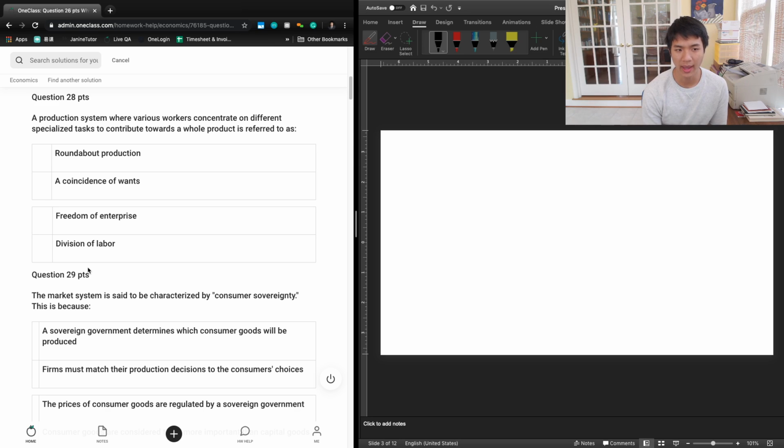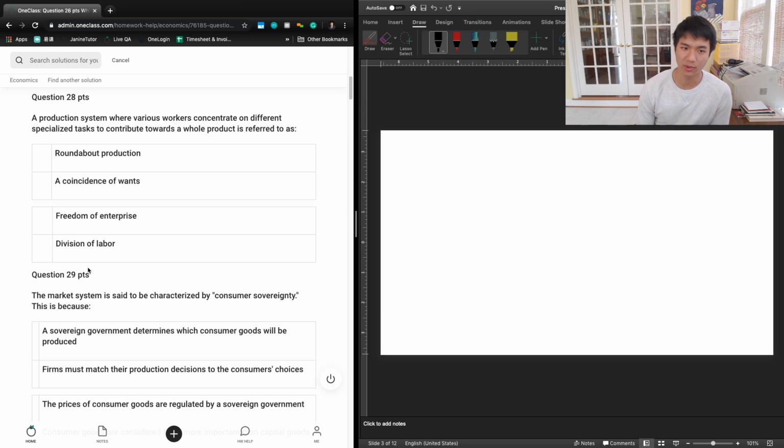And so, A is roundabout production, which is where you are focusing production on capital goods before turning around and doing production of consumer goods. And that doesn't seem to be what this question is referring to. And D says division of labor, where instead of a generalist labor force where everybody can do anything, you have specific teams working on specific parts of your production. So the best example of this might be an assembly line where one person is an expert on putting on the wheels, another is an expert on putting on windshields and stuff like that. And so that's what we refer to as division of labor. And so division of labor seems to be the best answer choice here to match this definition.